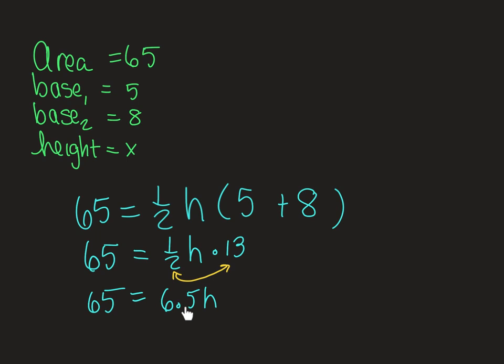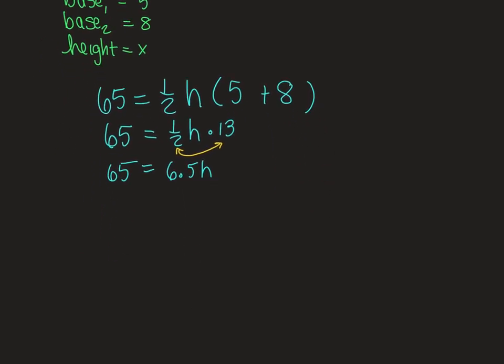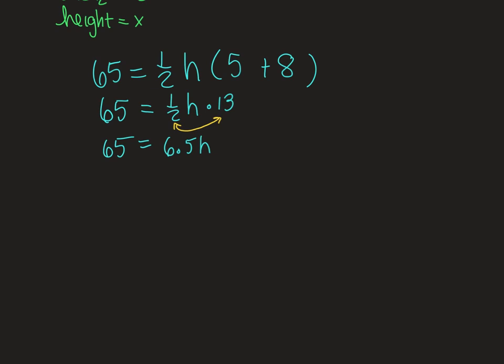We could do it as a mixed number or a decimal. Makes no difference. And now we are ready to sing the silly song. I need to divide by 6.5. Divide by 6.5. Cross out, what's my answer? Well, scratch work, off to the side. 65 goes here and 6.5 goes here.